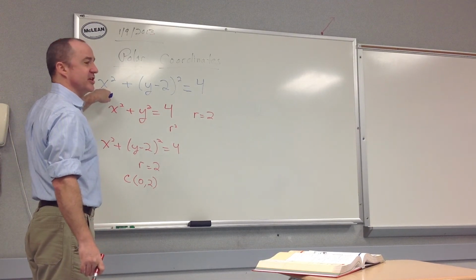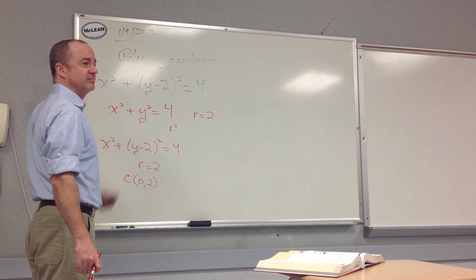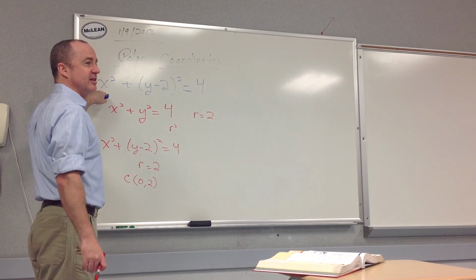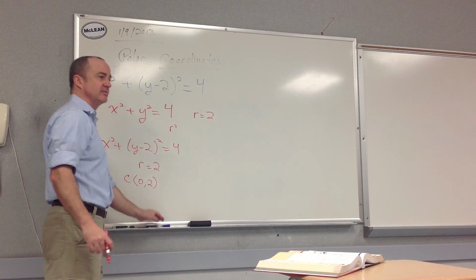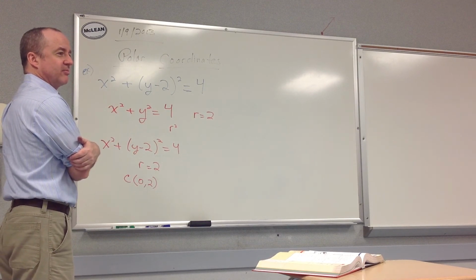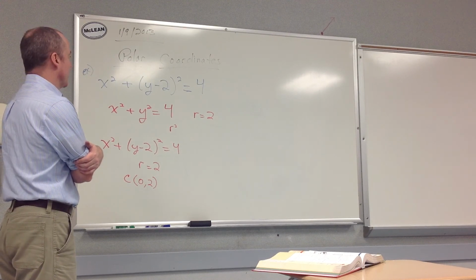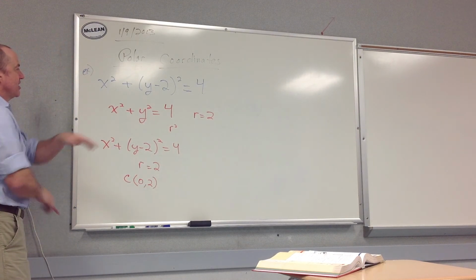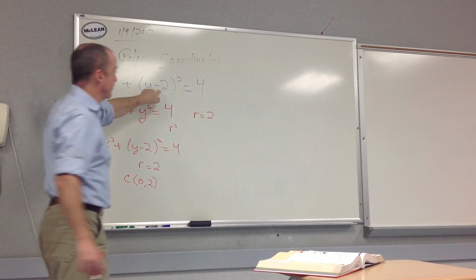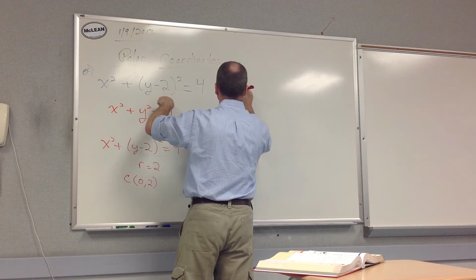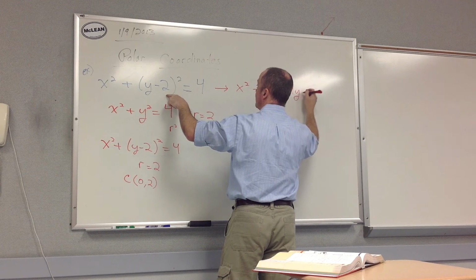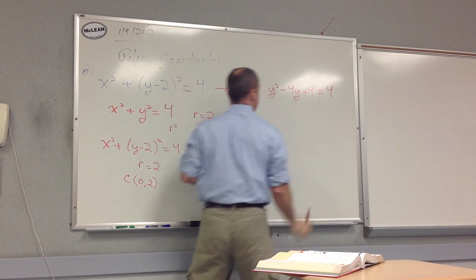The directions say convert this to rectangular. Any ideas how we're going to do this? Any ideas how our formulas are going to work on this? Do we have a conversion formula for y minus 2, or do we have one for y? We do have one for y: y equals r sine theta. Usually these are easier if you FOIL first. So I'm going to rewrite this as x squared plus y squared minus 4y plus 4 equals 4.